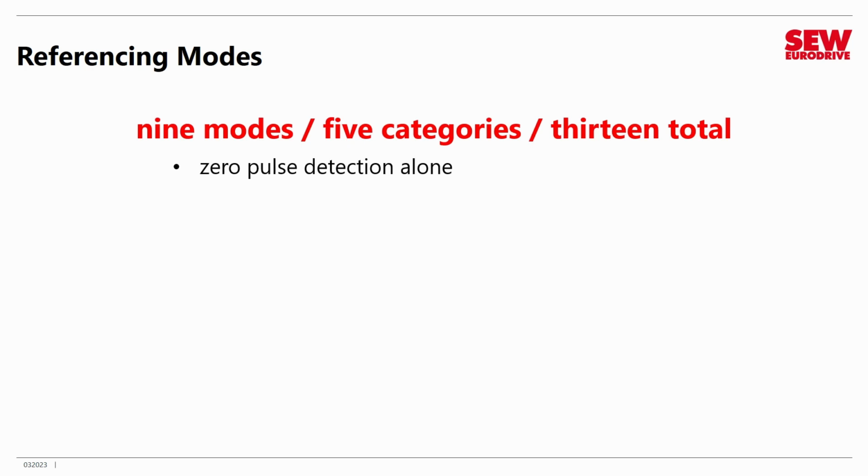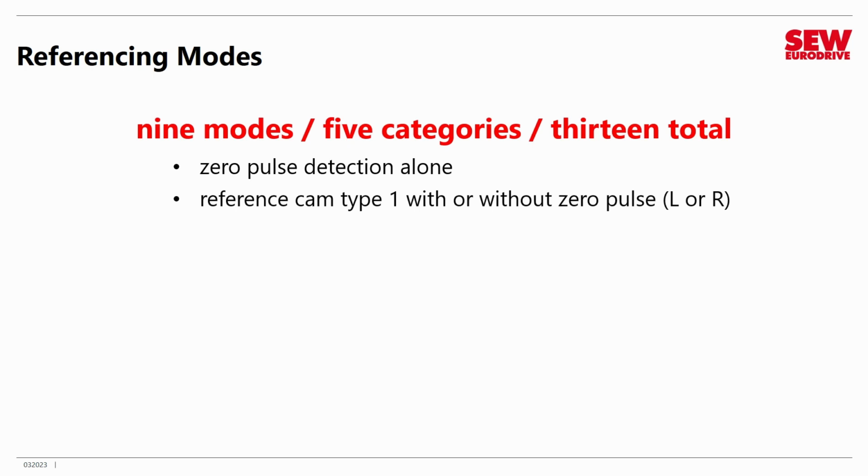There's zero pulse detection alone. That is one mode. There's also a reference cam type number 1, which can be used with or without a zero pulse, and it can go either to the left or to the right. That means there's actually 4 possibilities here.